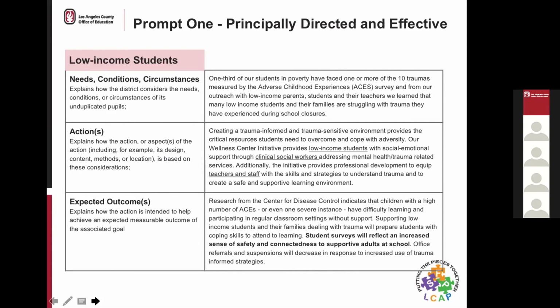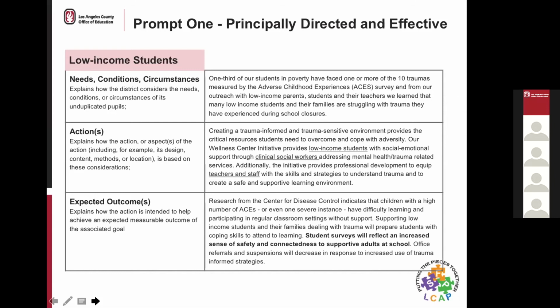This description first explains that 1/3 of the LEA's students in poverty have faced one or more of the 10 traumas measured by the Adverse Childhood Experiences Survey. And from their outreach with low-income parents, students, and their teachers, the LEA learned that many low-income students and their families are struggling with trauma they have experienced during school closures. The next component addresses how the action is based on what the LEA learned about the trauma their low-income community faces.